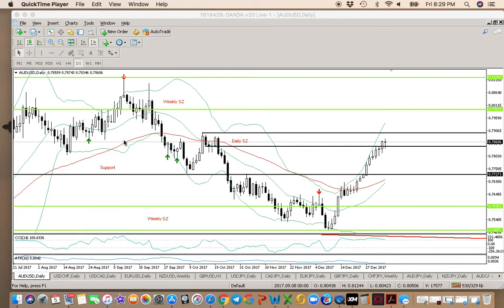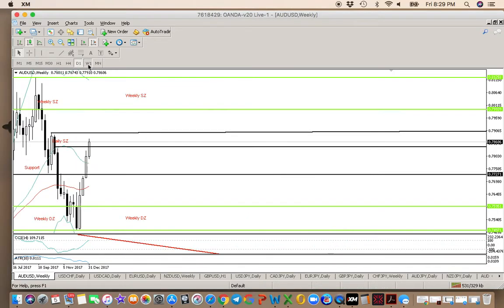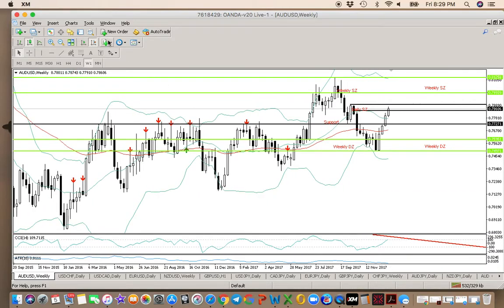End of week recording for AUD/USD, January 5th, 2018. So what I did is check the weekly chart to see if I'm in any type of resistance or support. So I marked that out on here.